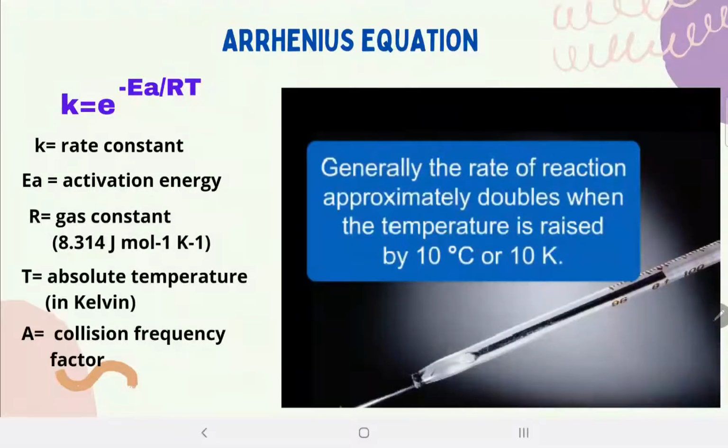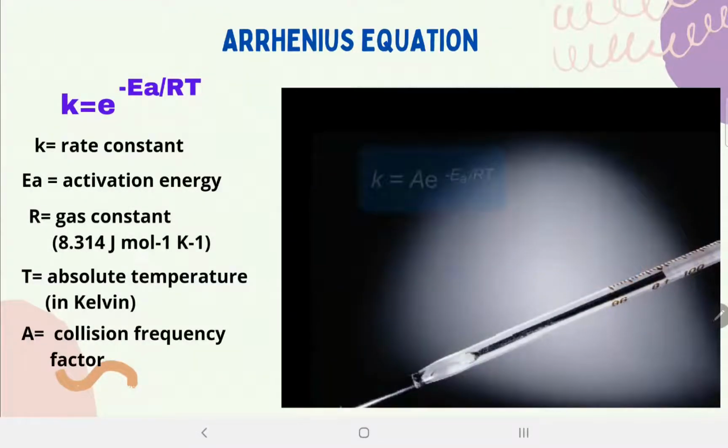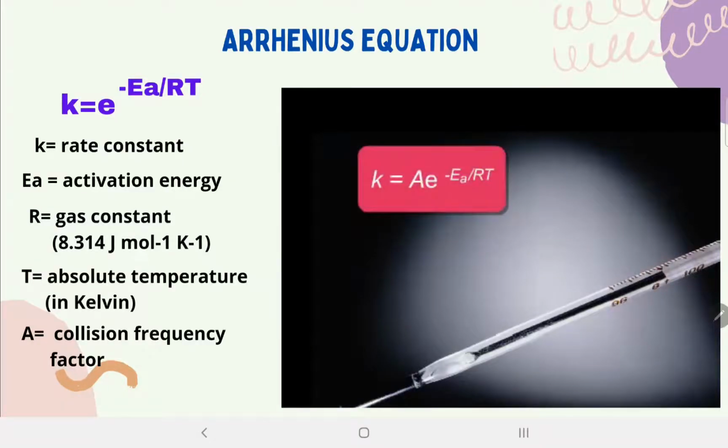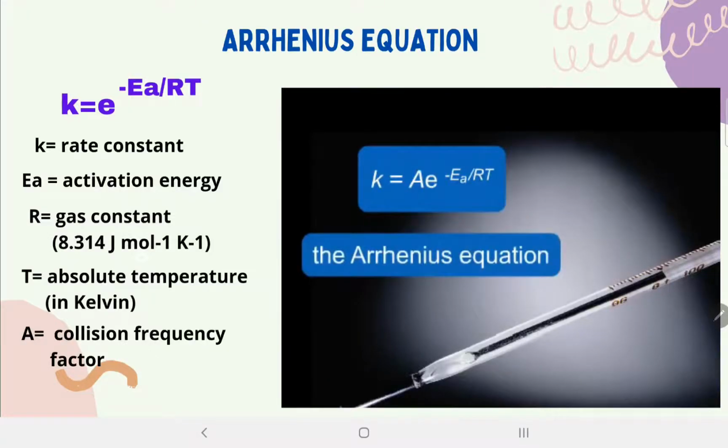Generally, the rate of reaction approximately doubles when the temperature is raised by 10 degrees Celsius or 10 Kelvin. This suggests an exponential relationship between rate and temperature. The relationship between rate constant and temperature was first proposed by Svante Arrhenius, a Swedish chemist, in 1889. It is now called the Arrhenius equation.